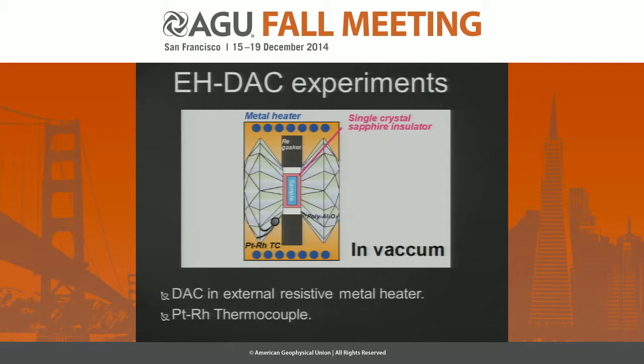We also use an externally heated diamond cell in some experiments performed at relatively low pressure, below 20 GPa. This externally heated diamond cell is very simple. The diamond is just surrounded by a metal wire heater, so the temperature distribution is very homogeneous in this cell. Temperature is measured with a platinum-rhodium thermocouple. Both diamond anvil cells are packed in a vacuum because air scattering causes lots of background for the inelastic X-ray scattering measurement.